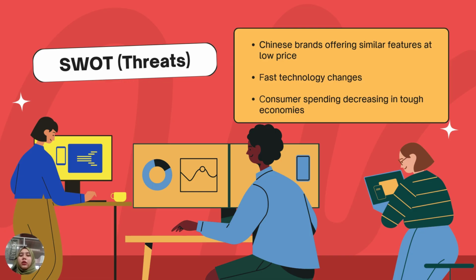First, Chinese brands. They are offering similar features but at a much lower price. This increases the price competition and puts pressure on our margins. Second, technology changes really fast, especially in this industry. If we don't evolve quickly, we risk falling behind the competition. And third, consumer spending is going down in tough economic times, which means people are very careful with their money. They might delay buying new products or switch to cheaper alternatives. So these are the main factors that can affect the company's growth and stability.